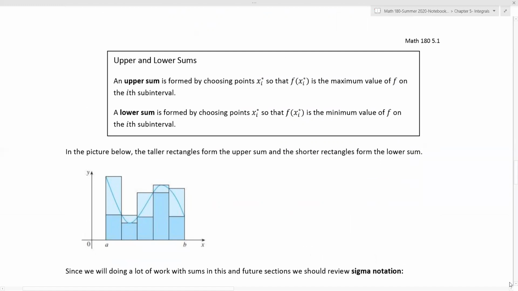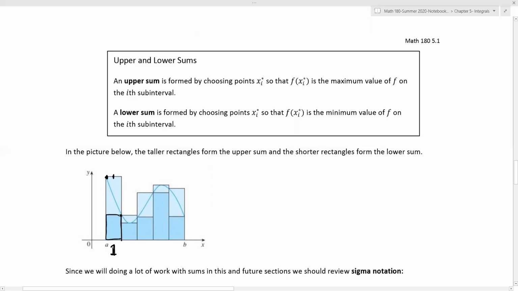So an upper sum is formed by choosing points xi so that f of xi is the maximum value of f on the ith subinterval. Okay? So like this would be the first subinterval. The maximum value on the first subinterval is right up here. And so we choose that as our max. And so that would be the upper sum for that rectangle. Down here, that's the lowest value on that subinterval. So we generate a rectangle utilizing the lowest value, and that's the lower sum.